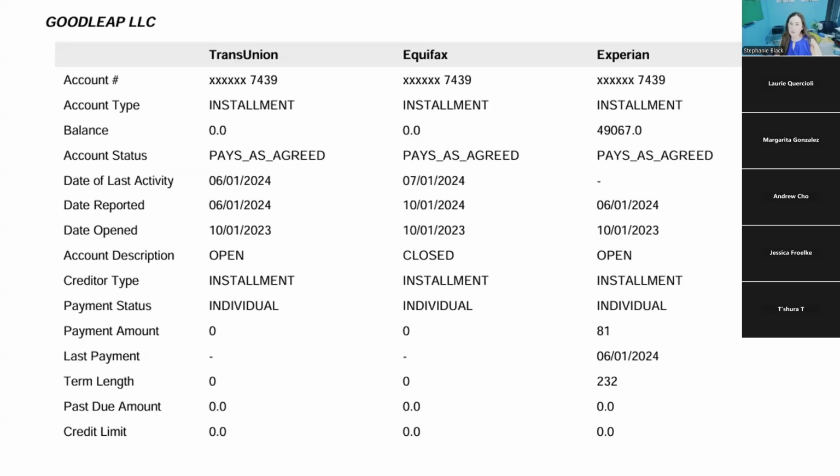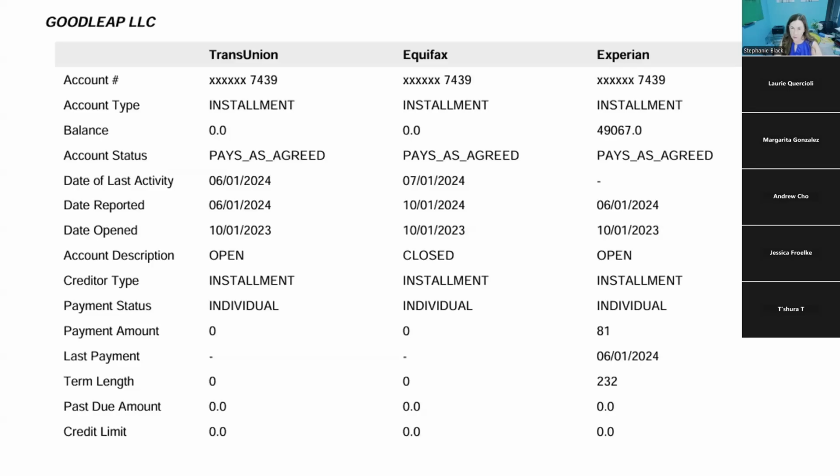So here's another one. This is another reason why you always work off of tri-merge credit reports and not single reports. So this one here, as we can see, the balance is $0 and $49,000. This is an actual FCRA violation that I just turned in for somebody on Sunday too. That is an actual violation because he paid his house off.